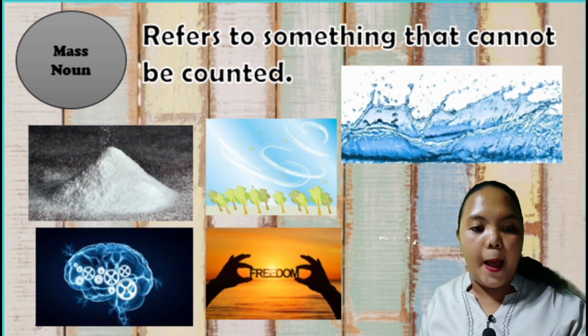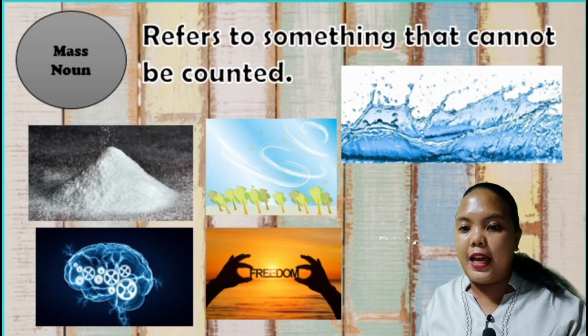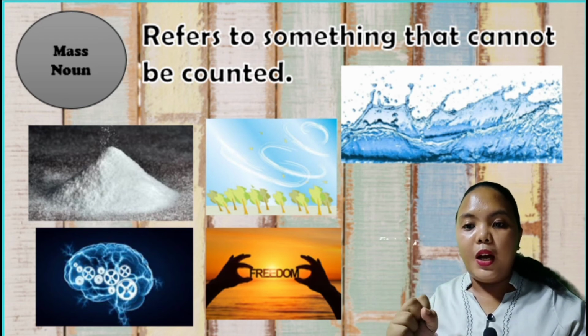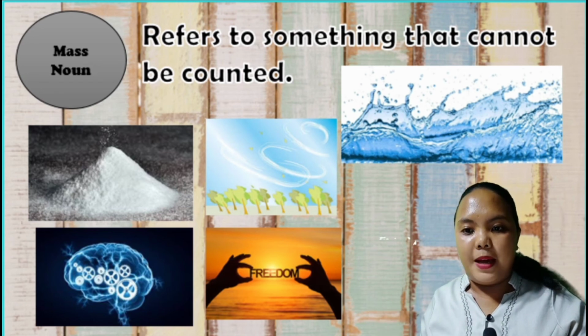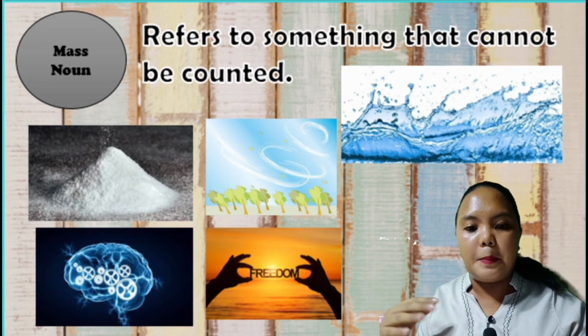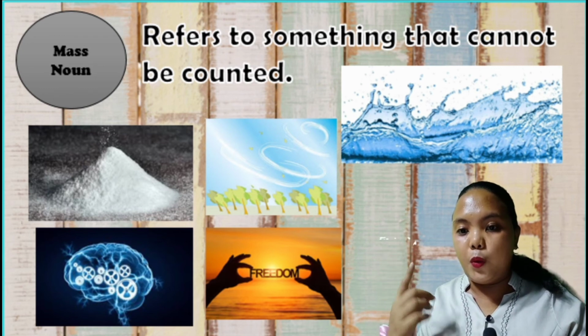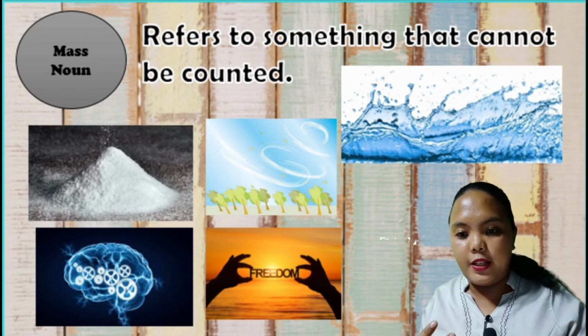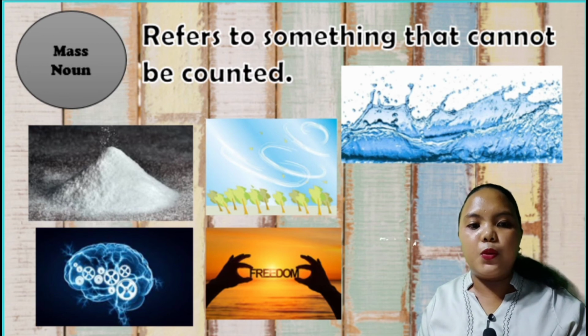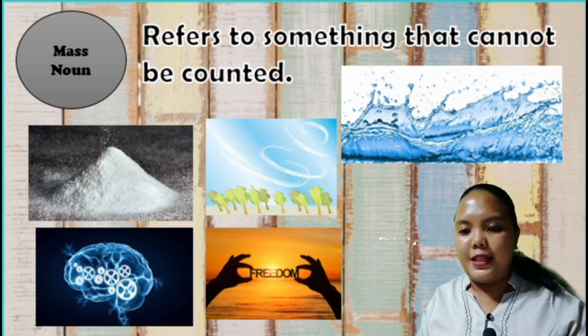By the way, intelligence and freedom are actually examples of an abstract noun as well, which can take the form of a mass noun. So it's an abstract mass noun. We cannot count intelligence, and so with freedom and the idea of love as well. So that is what we mean by mass noun.